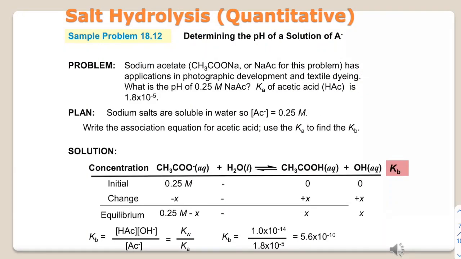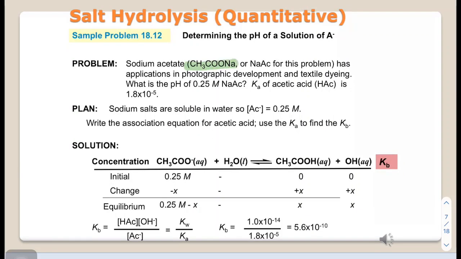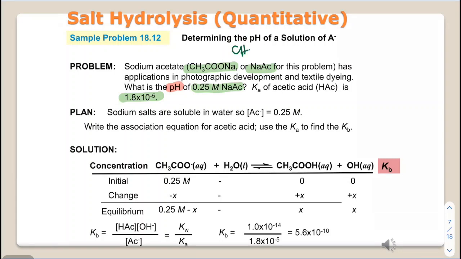Now we want to see the quantitative method, how to determine the pH of a salt. The example given here is sodium acetate or NaAc. The concentration of sodium acetate is 0.25 molar, and the Ka of acetic acid is 1.8 times 10 to the power of negative 5. The question asks us to calculate the pH of the salt. If you want to predict whether the salt is acidic, basic or neutral, look at the reaction that produces this sodium acetate. We have seen this before, right? It comes from CH3COOH and NaOH.